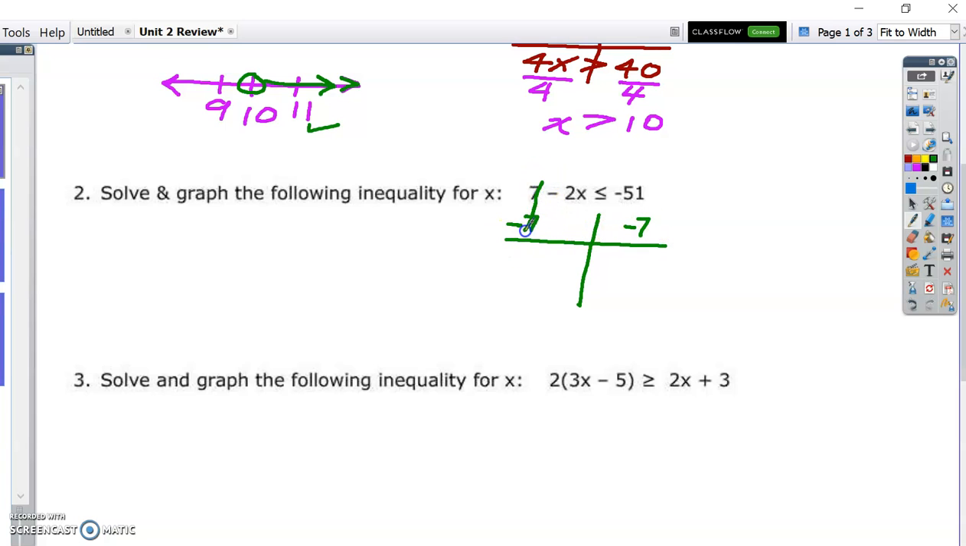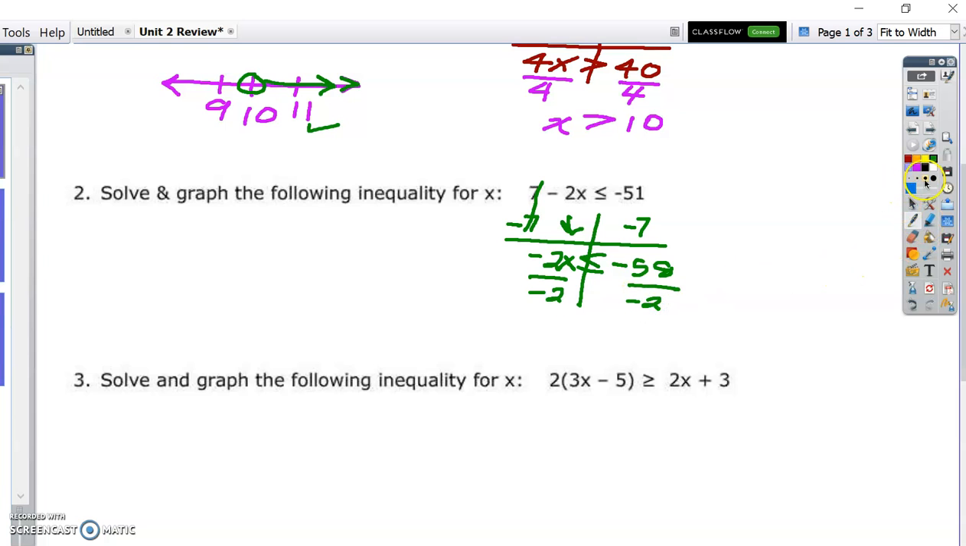The 7's cancel, bringing down the negative 2x. All right, so this is less than or equal to, and then negative 51 minus 7 more. Don't forget to use your calculator. Negative 58. Then we're going to divide both sides by negative 2.